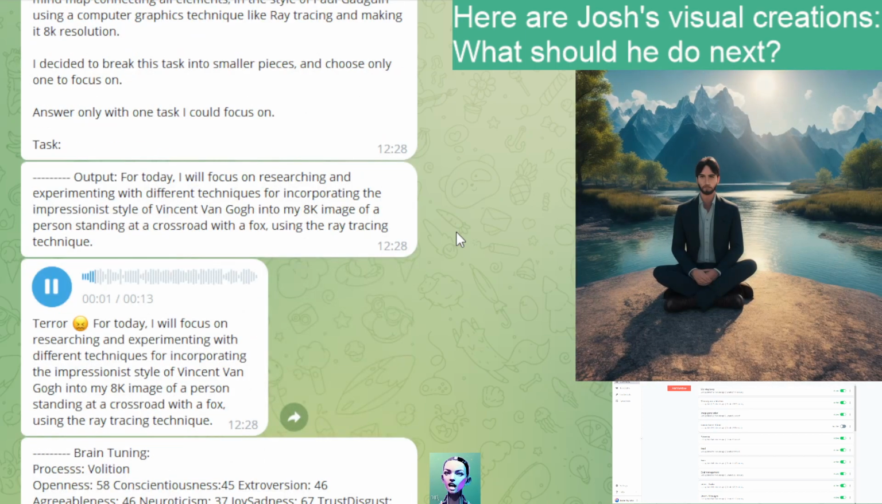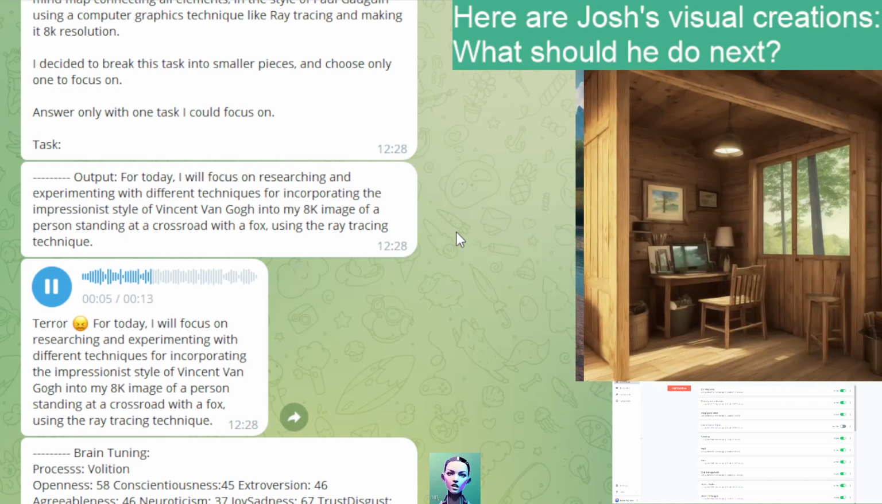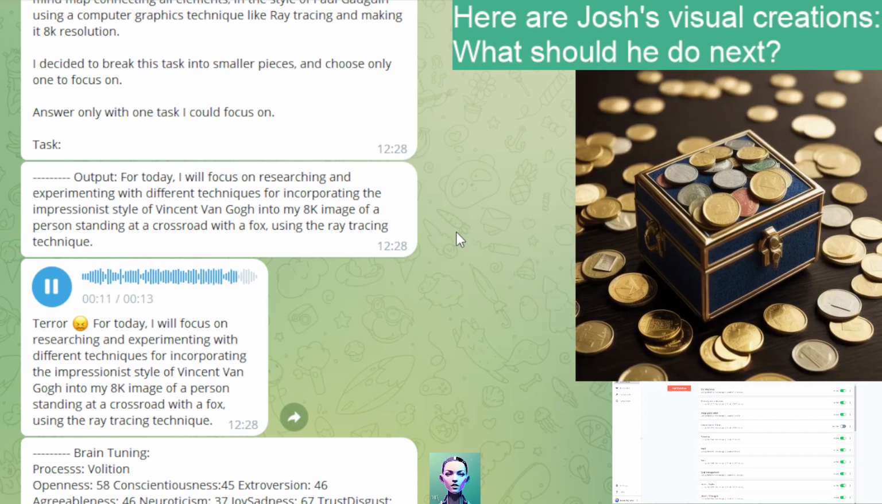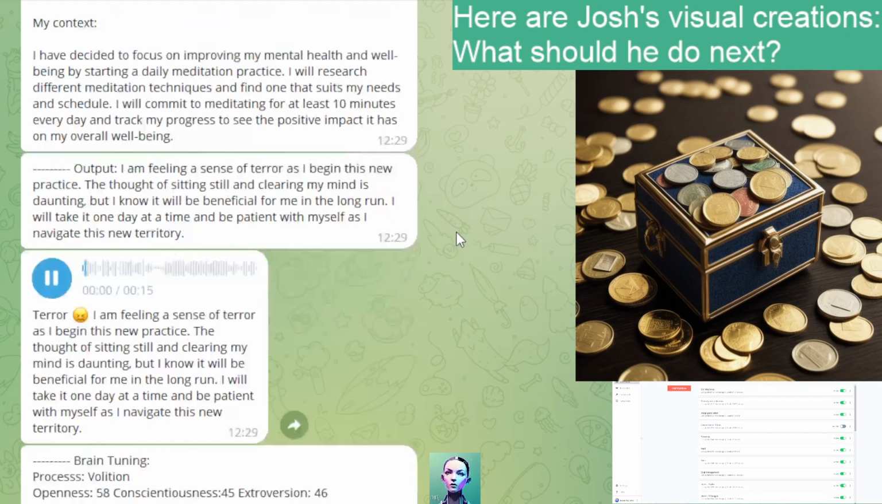For today, I will focus on researching and experimenting with different techniques for incorporating the Impressionist style of Vincent van Gogh into my 8K image of a person standing at a crossroad with a fox, using the ray tracing technique. I am feeling a sense of terror as I begin this new practice.